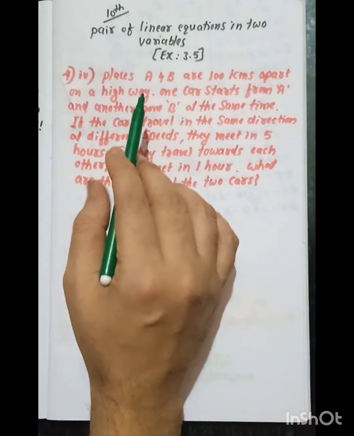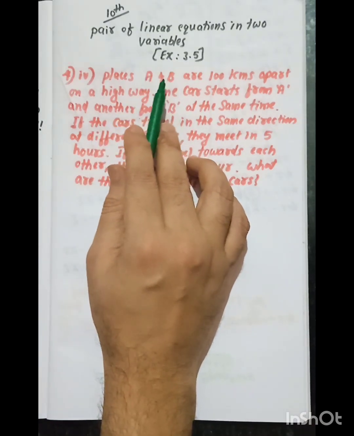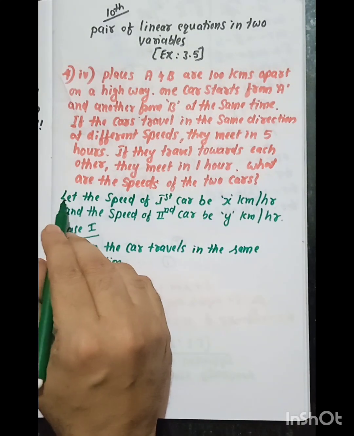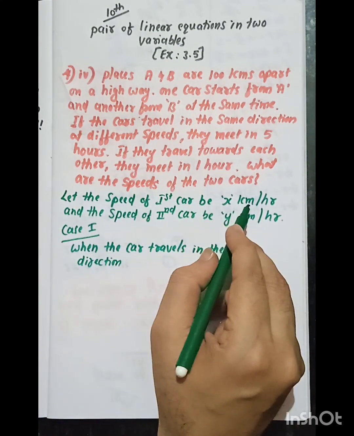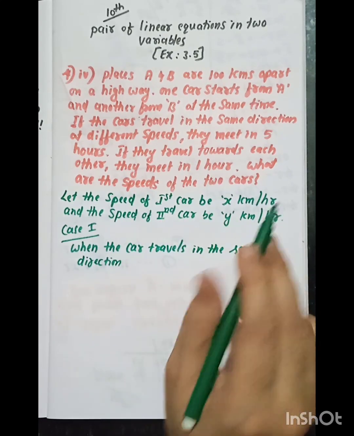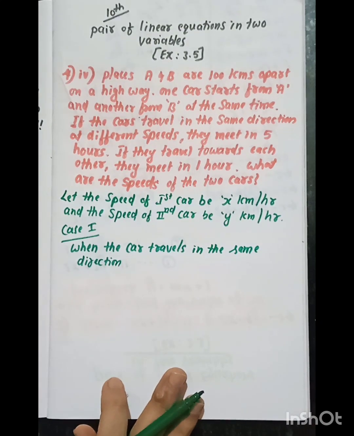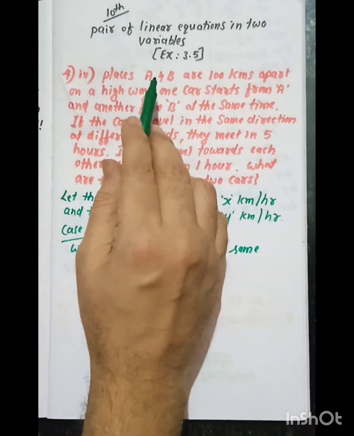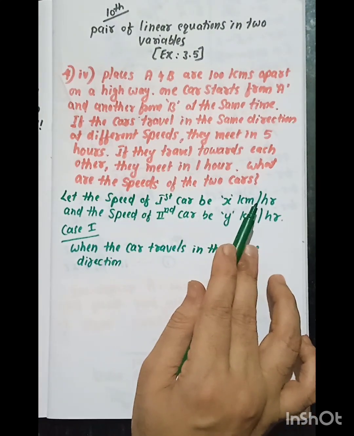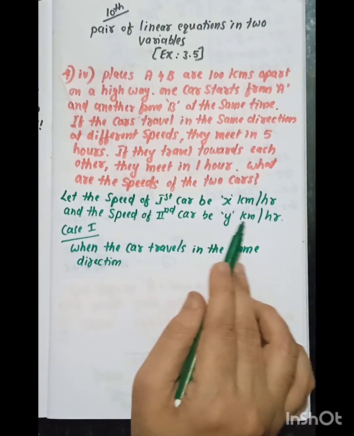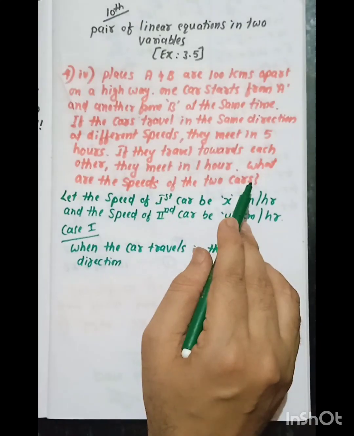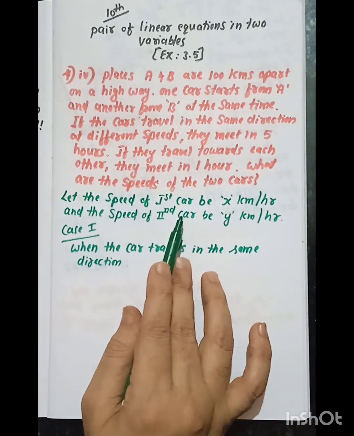Here let's take the speed of A and B as x and y. Let the speed of the first car be x kilometers per hour and the speed of the second car be y kilometers per hour. It is clearly given that there are two cars. The first car starts from place A and the second car starts from place B. So the speed of the first car is x kilometers per hour and the speed of the second car is y kilometers per hour. It is taken because the final question is what are the speeds of the two cars. So I just take it like this.